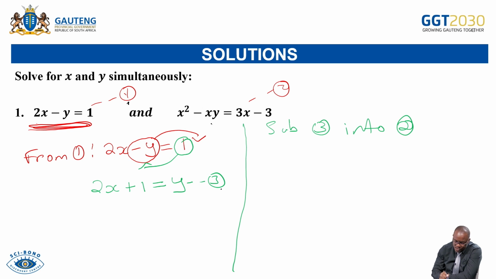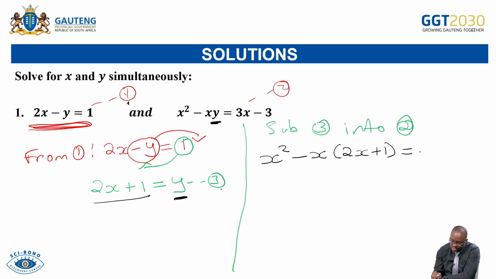It means in equation number 2, where I see y, I will substitute 2x plus 1. So you are going to have x squared minus x into, now it's y, we have 2x plus 1. Then it's equal to 3x minus 3. Then now we can solve for x.